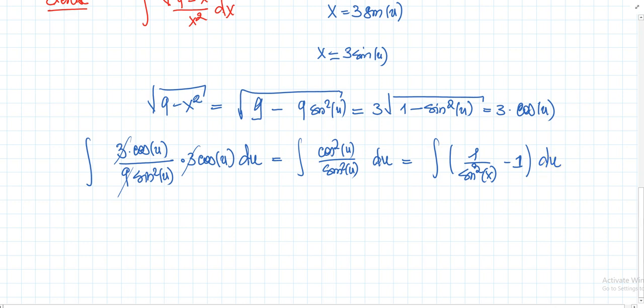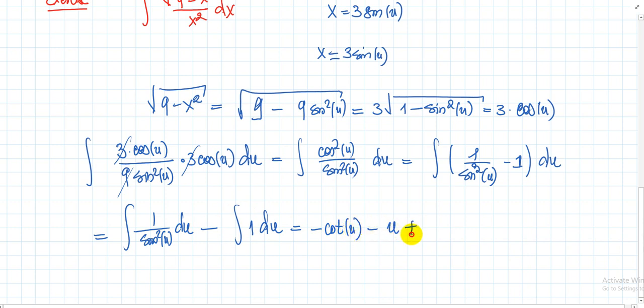Can we write it like this? Yes? Okay. So how to integrate this? Easily, right? The integration of 1 over sine square of u is given in the integration table. This is equal to minus cotangent of u. Minus the integration of 1 du is easy, it will be simply u. So this is cotangent of u minus u plus the constant.